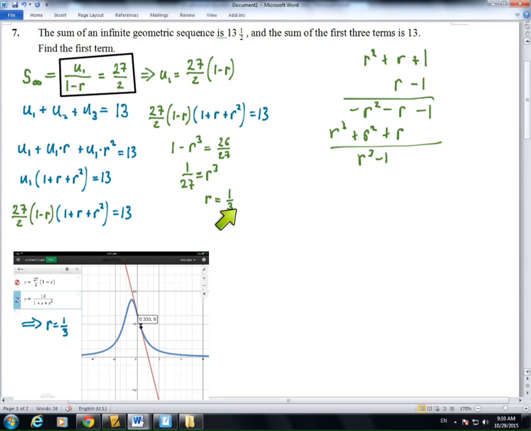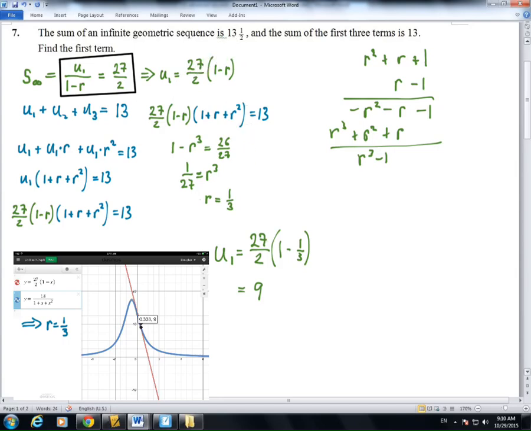I got r equals 1/3. Just to make sure, because I don't want to go any further into this problem until I know I'm right, I actually rearranged this and made 13 over 1 plus x squared as one of my equations, and I looked for the intersection with 27/2 times 1 minus x. They intersect at x equals 1/3, which is what I got for my solution for r. Now I make sure I answer the question. It asks us to find the first term. All we have to do is take 27/2 times 1 minus 1/3, and that equals 9. That's from this up here, based on the fact that the sum is 27/2.